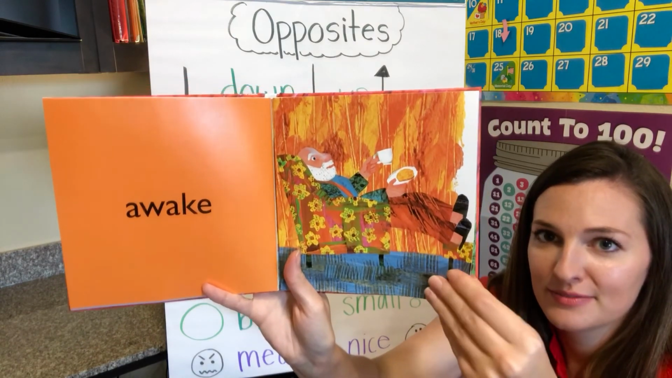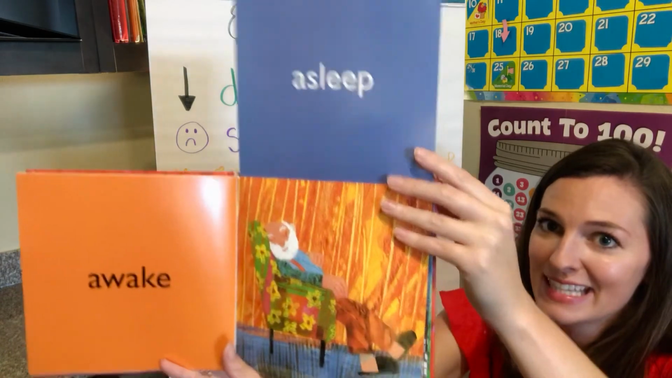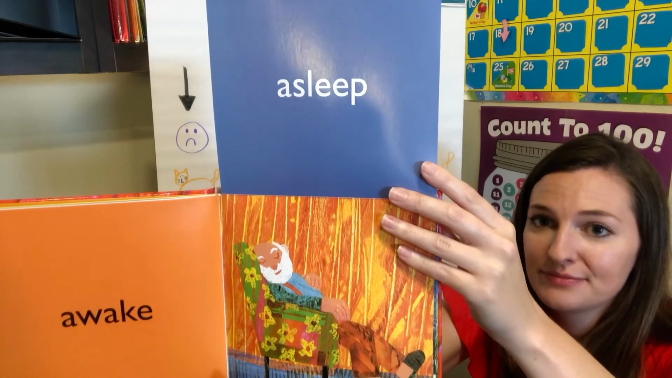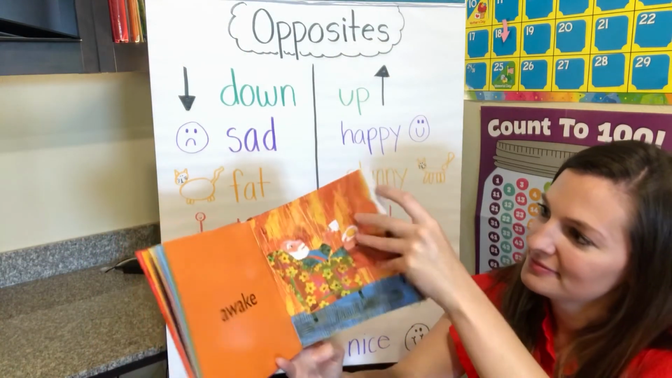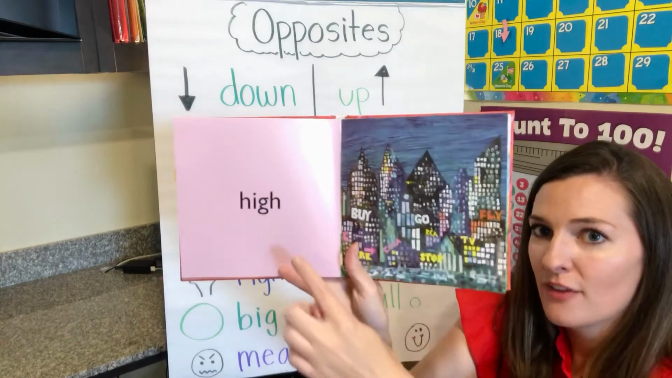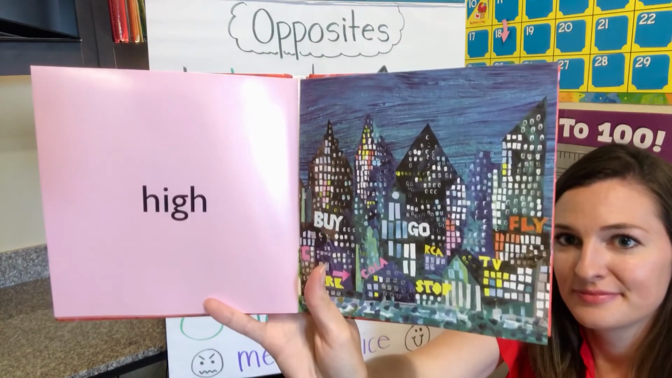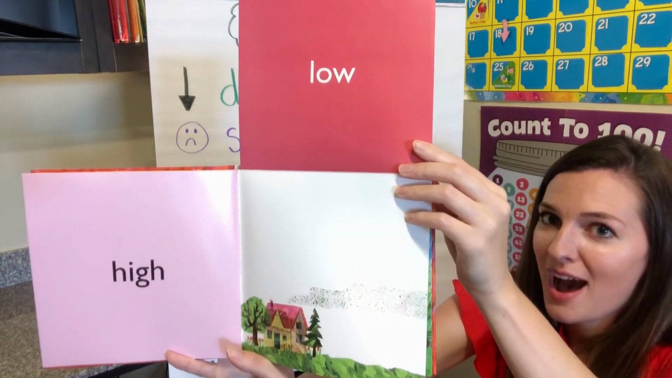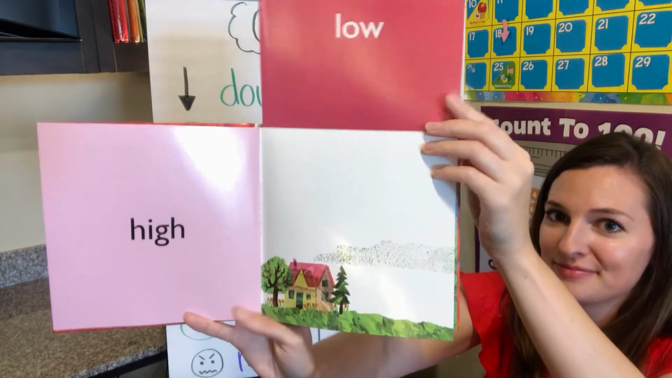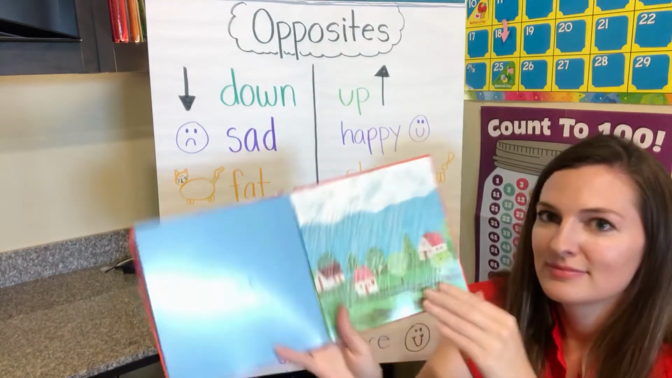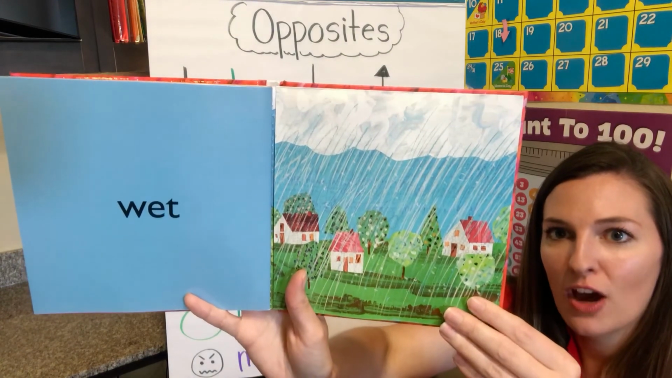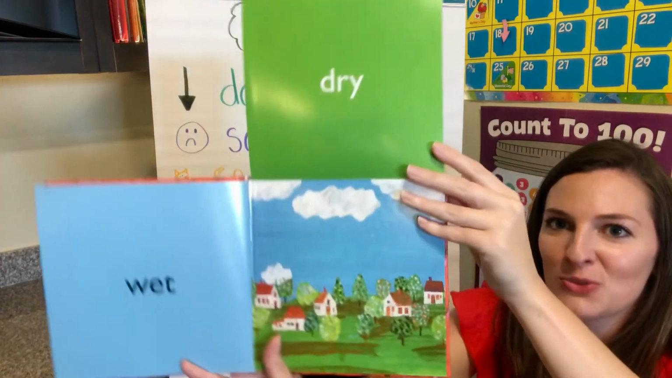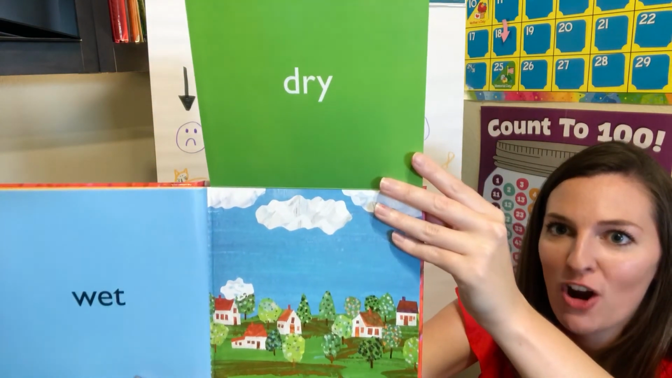What is the opposite of awake? Asleep. So awake and asleep are opposites. What is the opposite of high? Low. High and low are opposites. And what is the opposite of wet? Dry. Wet and dry are opposites.